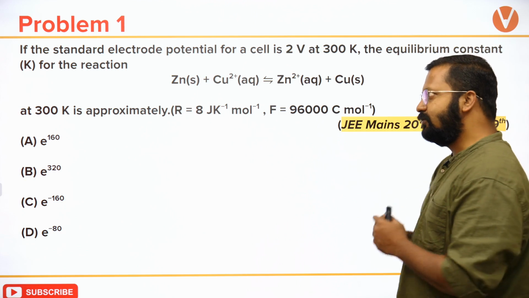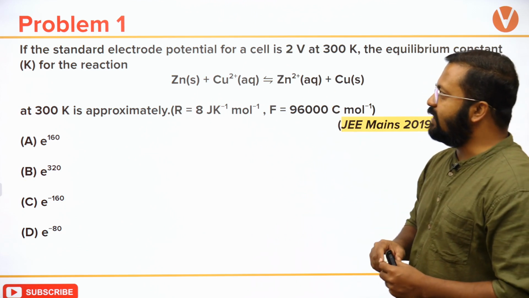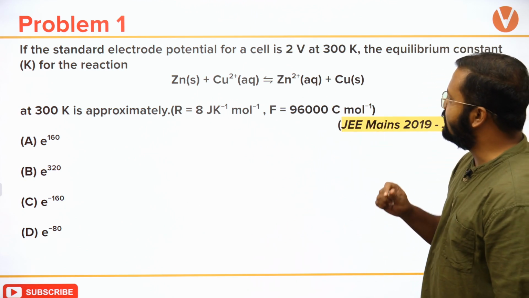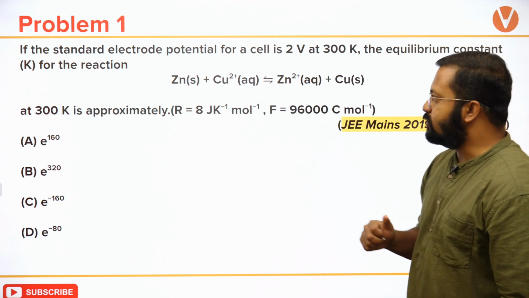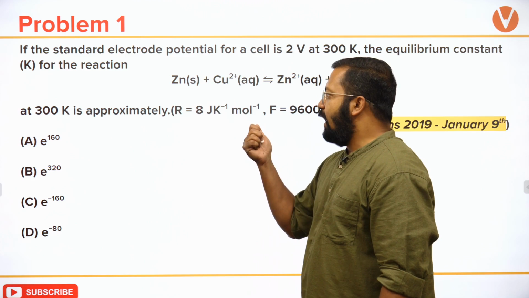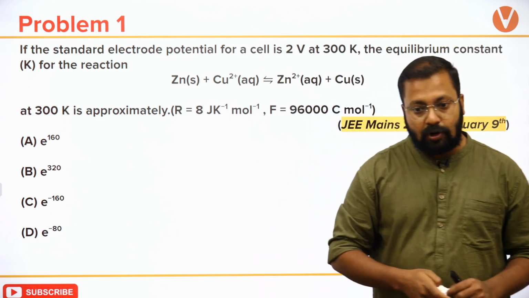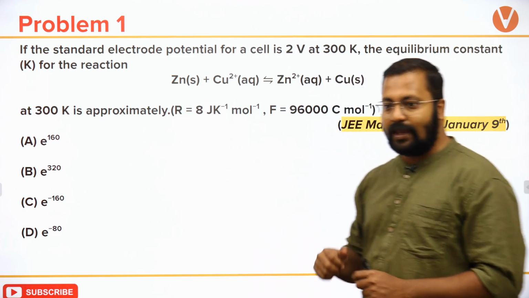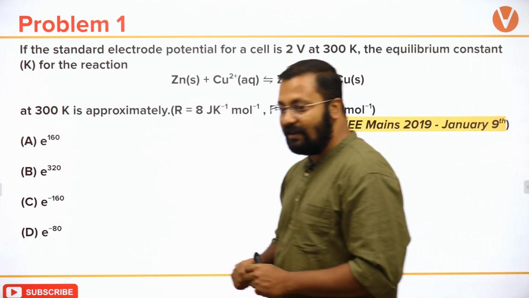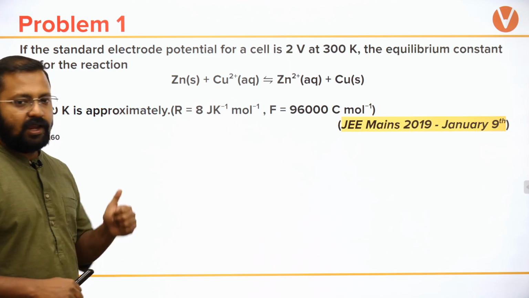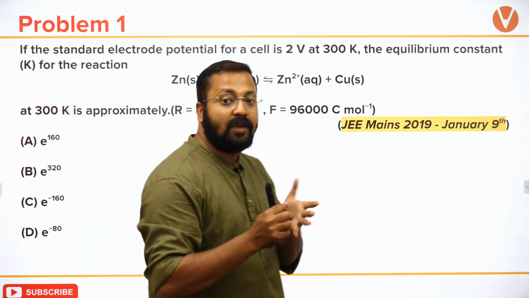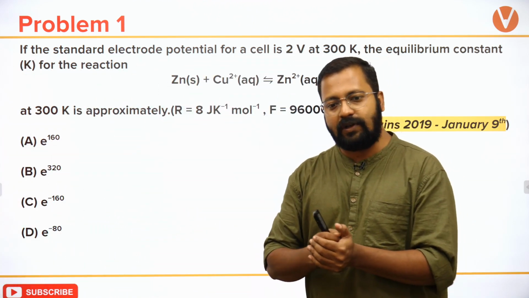So the first question is, if the standard electrode potential for a cell is 2 volts at 300 Kelvin, the equilibrium constant K at 300 Kelvin is approximately equal to. Okay, this question came in JEE Mains January sitting on 9th of January. See the question and try to solve. I'm giving you a minute's time to solve the question.